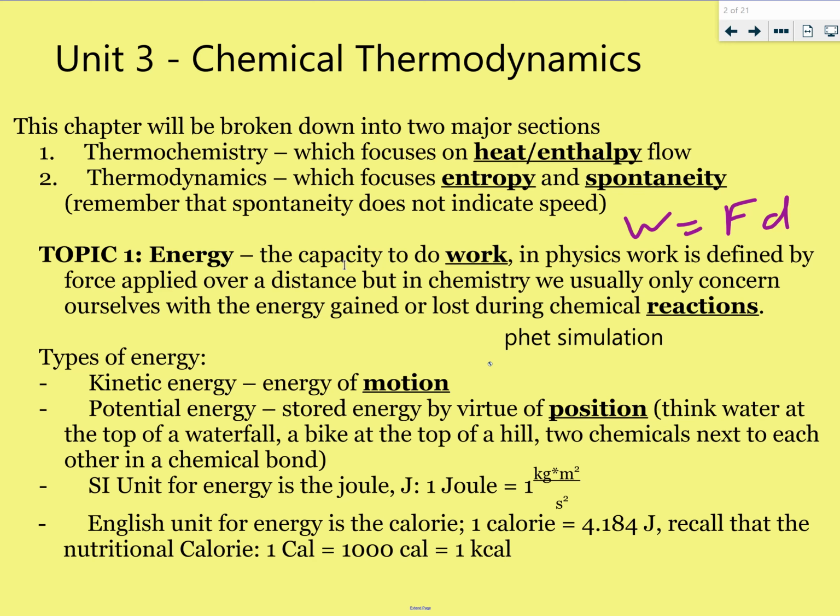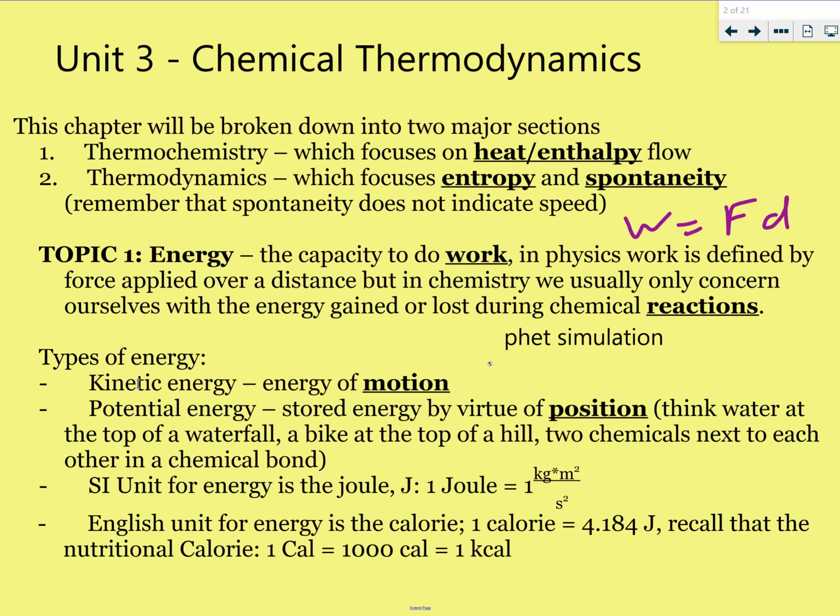Energy is the capacity to do work. In physics, we define it as force times distance. In chemistry, we tend to think of only energy gains or loss during a chemical reaction, although when we deal with gases, we'll see pistons move and stuff, and so work is actually done in the physics sense.